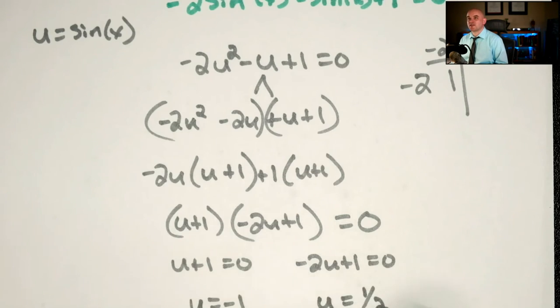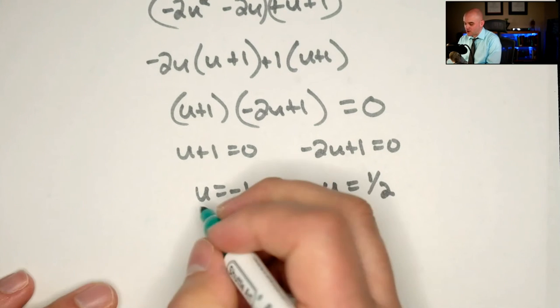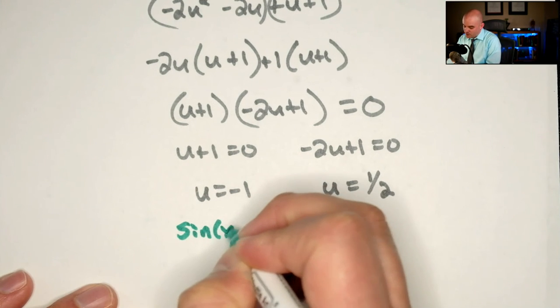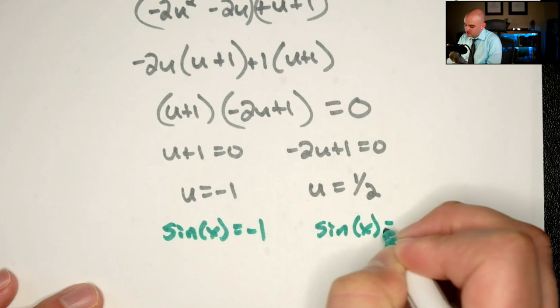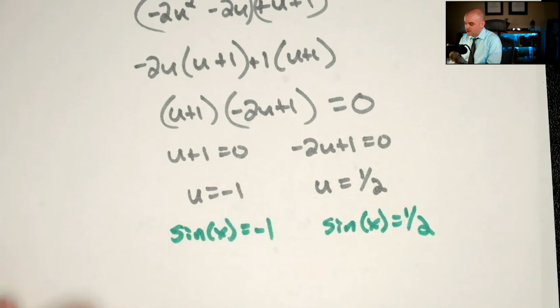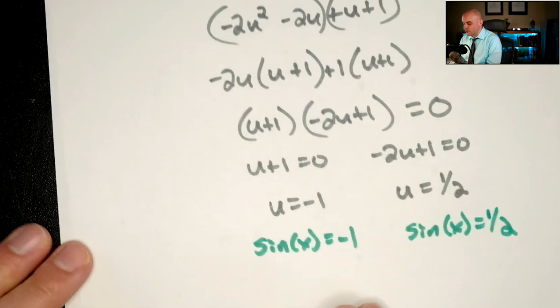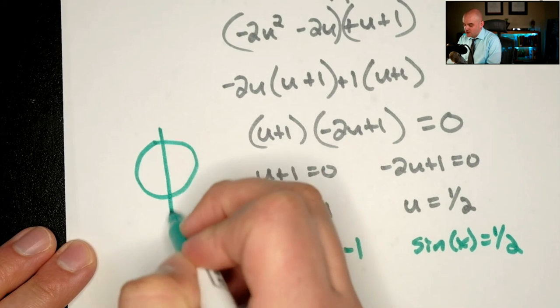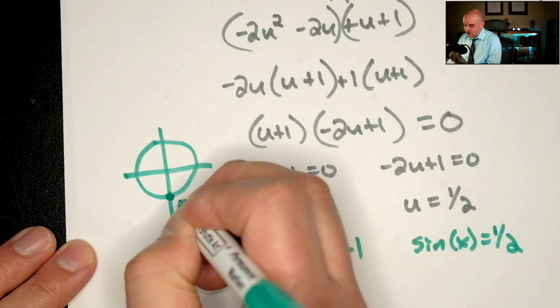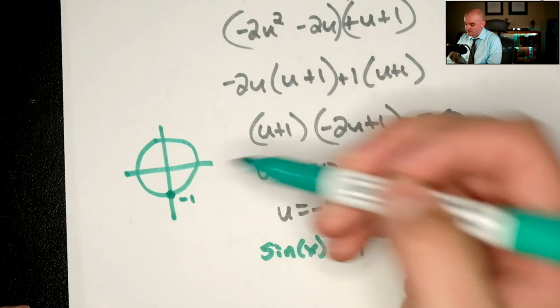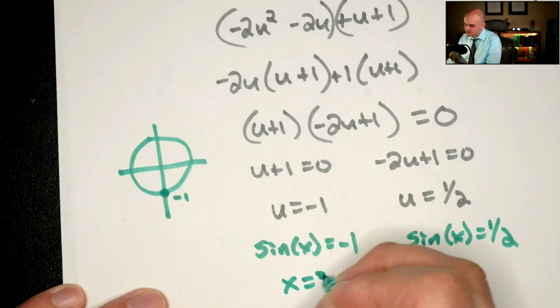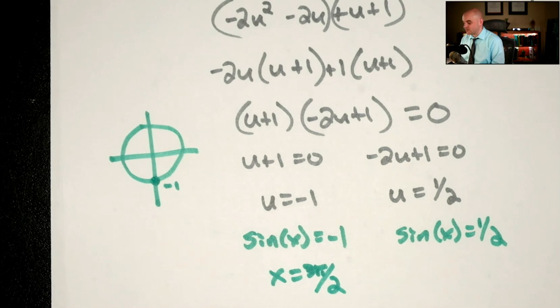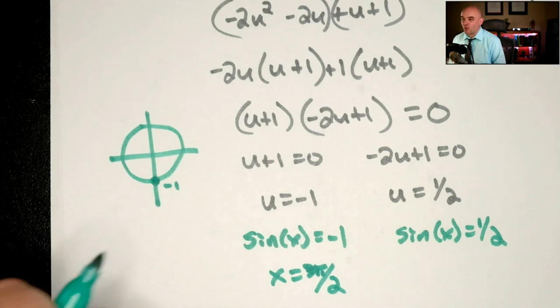So we need to go back and say I let u equal the sine of x. So now that I got u solved for, I can put sine of x back in for it. So the sine of x equals negative 1, and then the sine of x equals 1/2. And I want to know what is the value of x here that makes this true. So thinking back to the unit circle, when sine is your y values, right here is -1 on the y value, and that happens at 3 pi over 2. So x equals 3 pi over 2 is the only spot between 0 and 2 pi that makes sine -1.